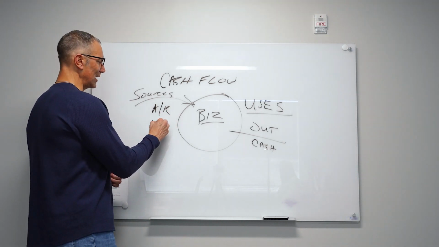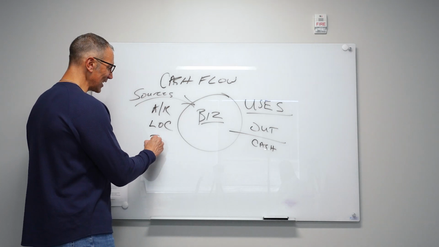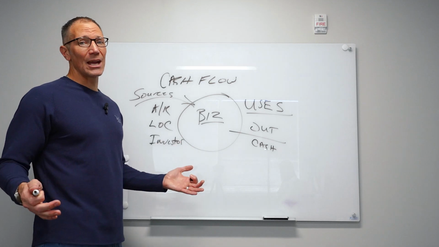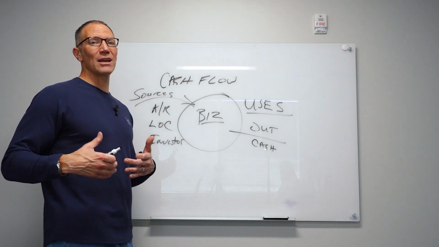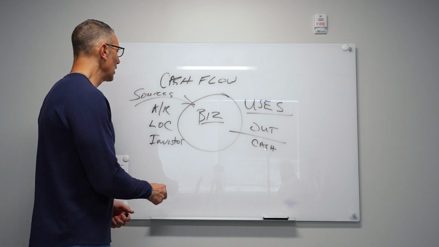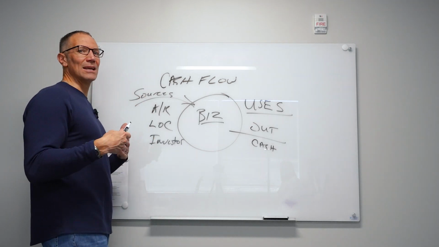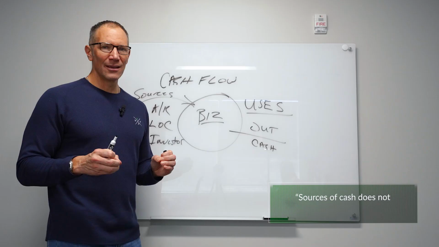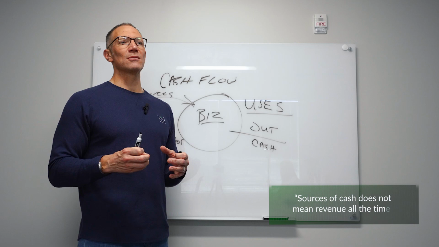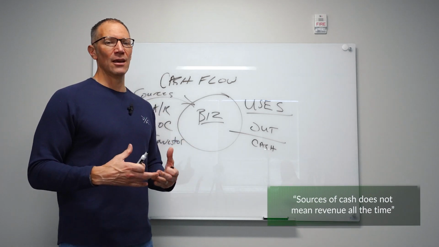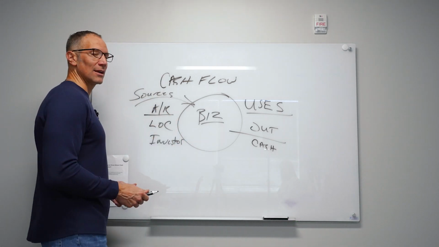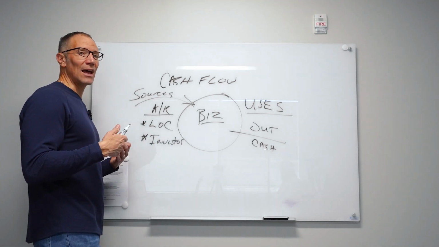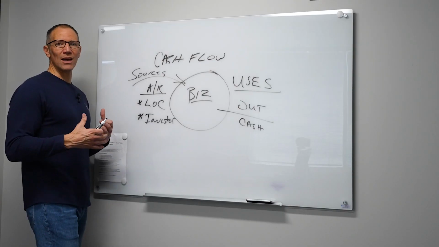It could be lines of credit. It can be investor cash. This is maybe equity that you've put in. Maybe you raise equity, depending on your business, you bring in an investor, they put cash into the business. There's lots of different sources of cash that can come in and out of your business. But sources of cash does not mean revenue all the time. It just means sources of cash. That's it. Some can be revenue to your business, like accounts receivable, but some might just be debt or some other types of lines of credit or short-term debt, long-term debt, or equity.